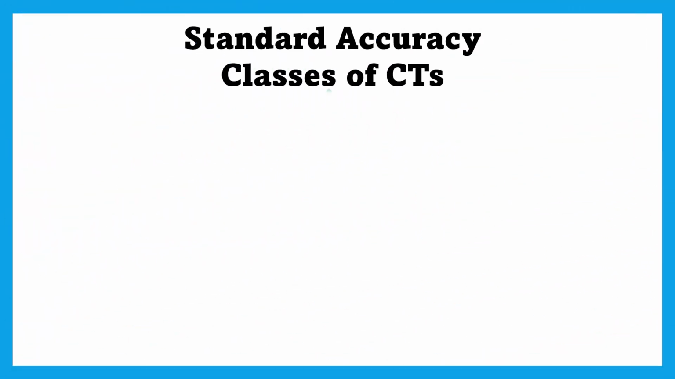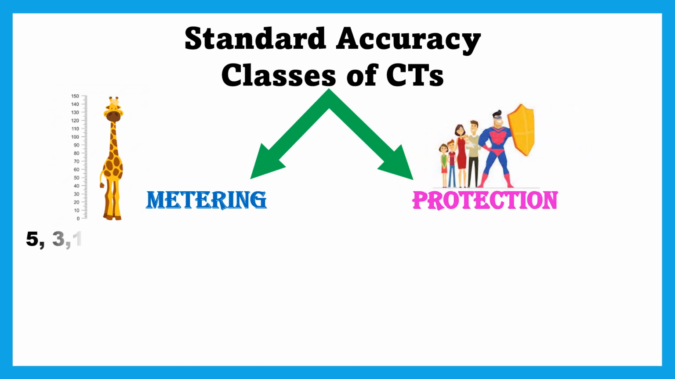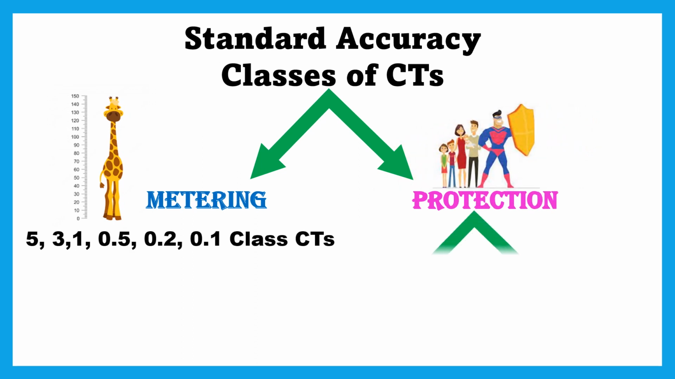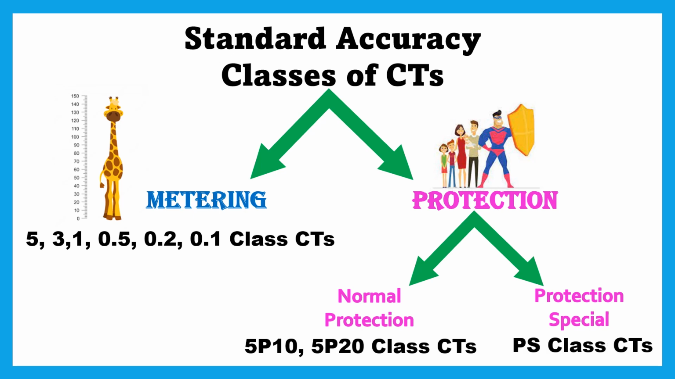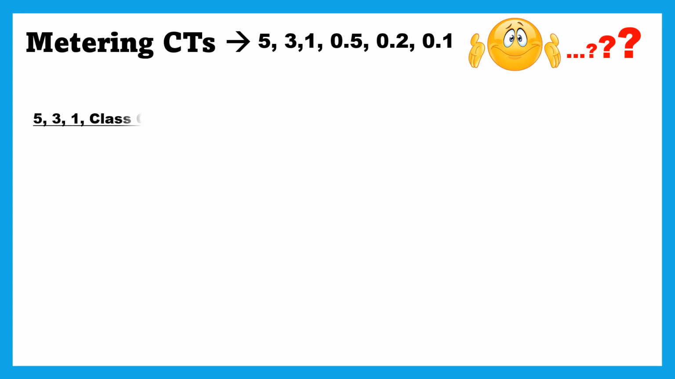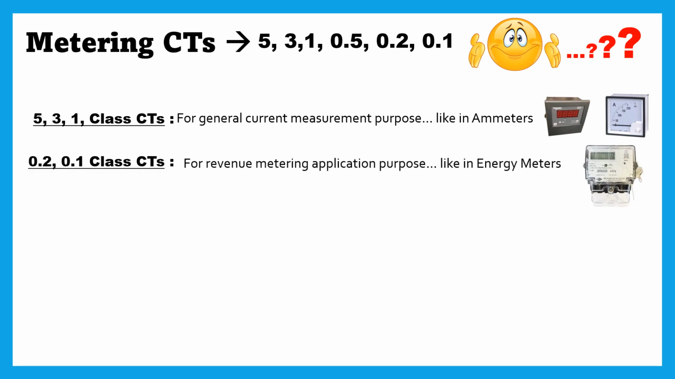So, according to the accuracy classes, nomenclature of the metering class CTs is done as shown here. Normal protection CTs are usually available as 5P10, 5P20, while special protection CTs are simply called PS class CTs. Let's check it one by one. 5, 3, 1 class CTs are used in meters for load monitoring purpose, while 0.2 and 0.1 class CTs are used for revenue metering.